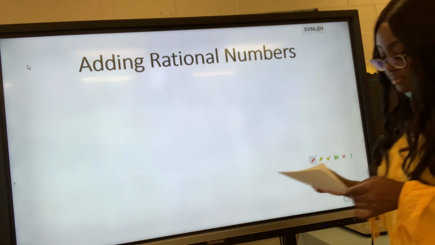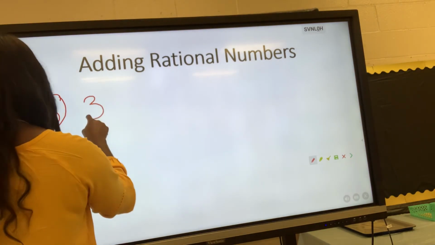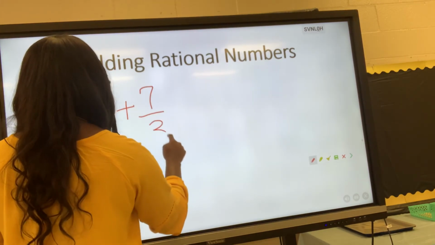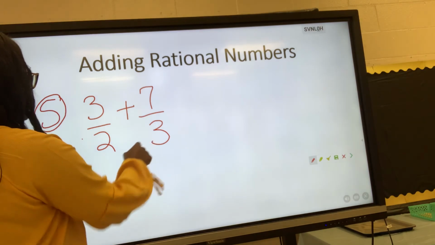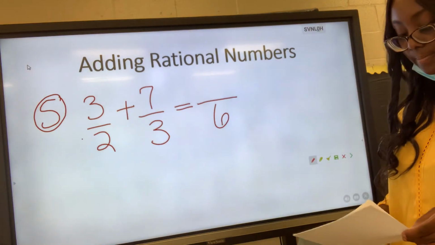Okay, let's move on to number 5. It's going to be the same way. So we have 3 over 2 plus 7 over 3. Now, as you can see, these do not have the same denominator. So what do we have to do? We have to get a like denominator or a common denominator. So let's think, what number can we divide both 3 and 2 into? And that number is 6. If you multiply 2 times 3, you'll get 6. So let's put 6 as our denominator.